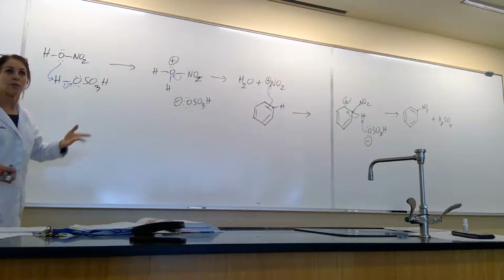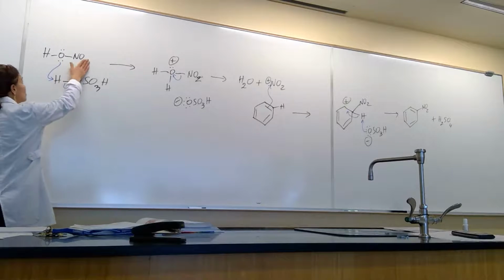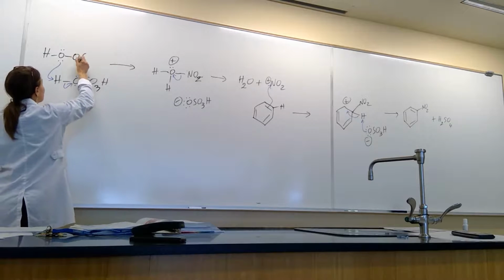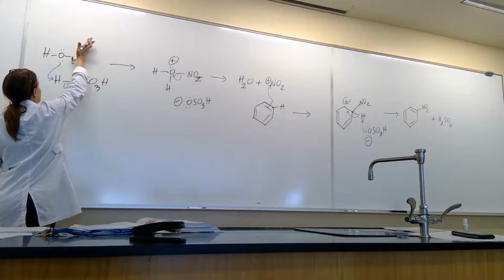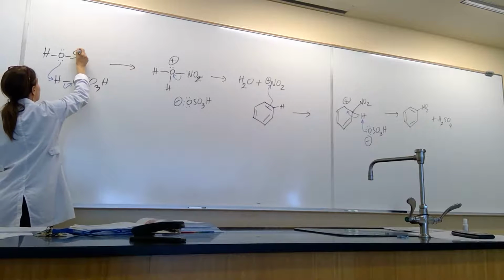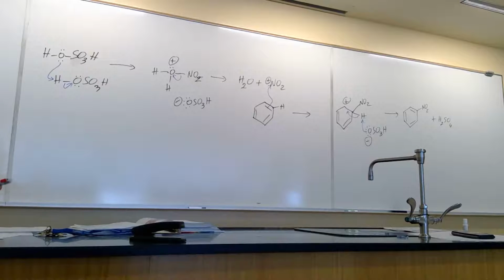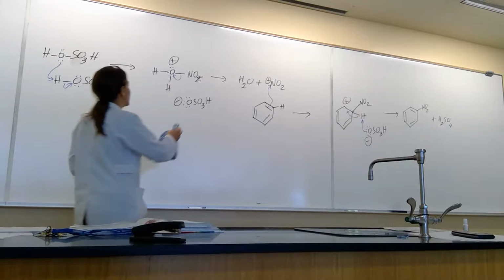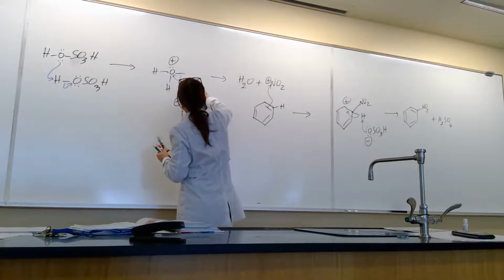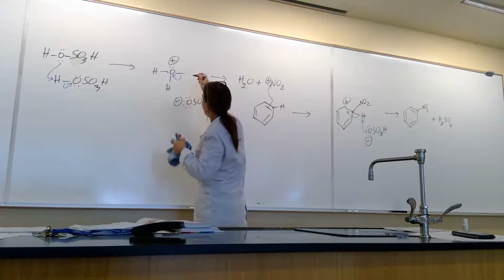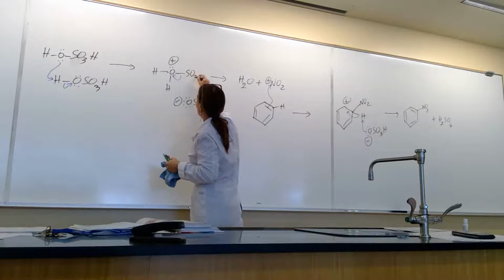Now, the next one is sulfonation. In sulfonation, instead of using nitric acid with sulfuric acid, we're going to use only sulfuric acid. So in this case, one is the base, one is the acid. So it's within the same molecule. So here, we end up with SO3H.